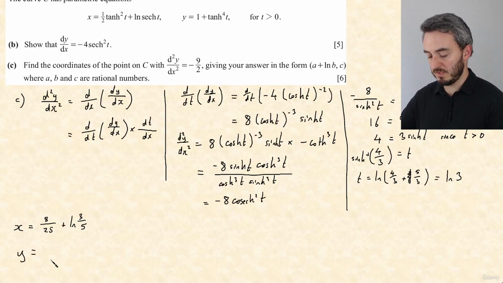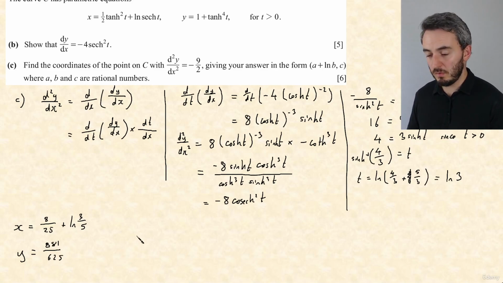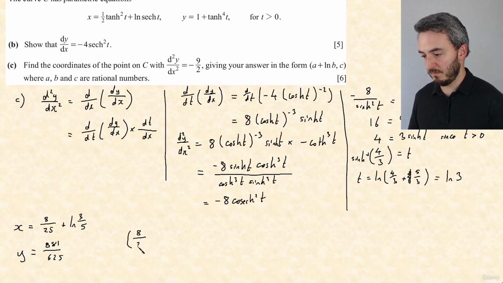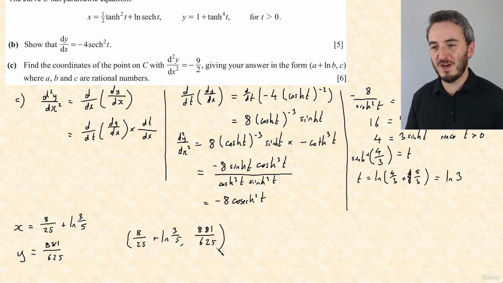And then y is tanh t plus tanh to the 4. So I'm going to work out tanh of ln 3, raise that to the power of 4, and add 1, and I get 881/625. So after all of that, I get the coordinates: x is 8/25 plus ln 3/5, and y is 881/625. And that is a real monster of a question, but good to work through so you can see where this could go.